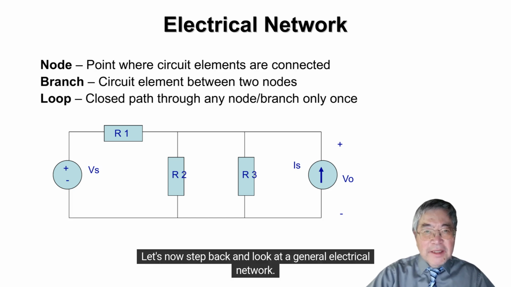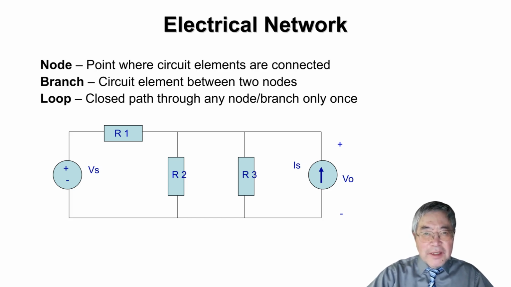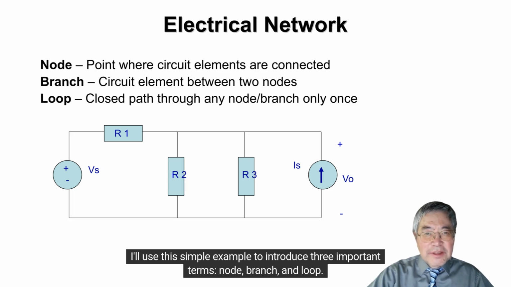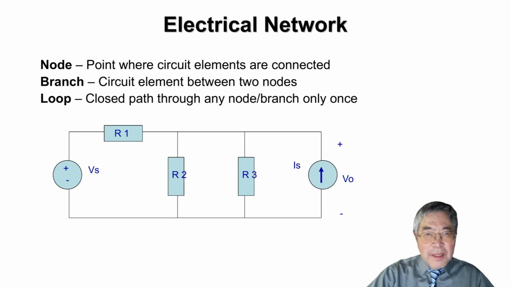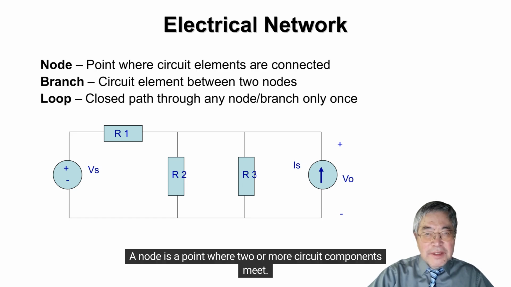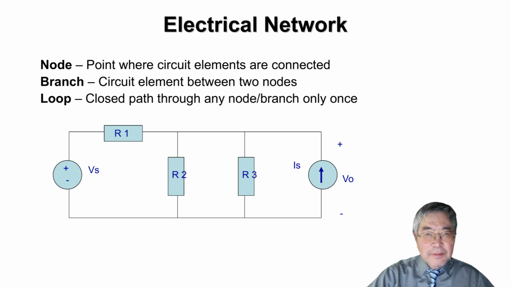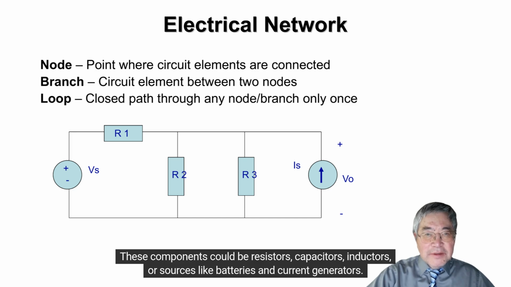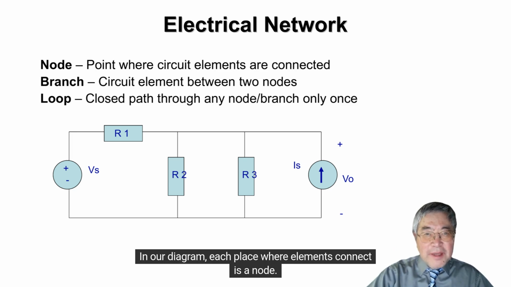Let's now step back and look at a general electrical network. I'll use this simple example to introduce three important terms: node, branch, and loop. A node is a point where two or more circuit components meet. These components could be resistors, capacitors, inductors, or sources like batteries and current generators. In our diagram, each place where elements connect is a node.